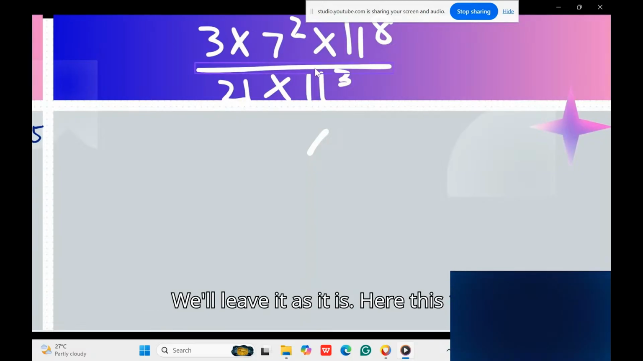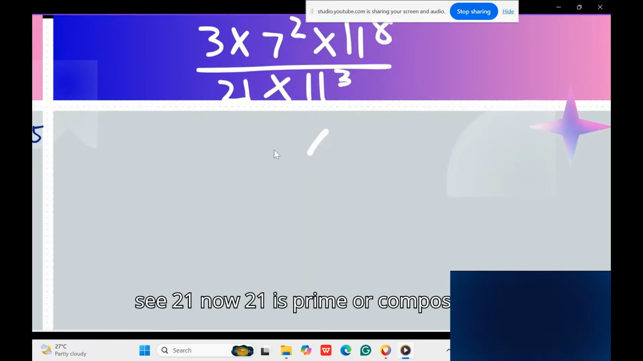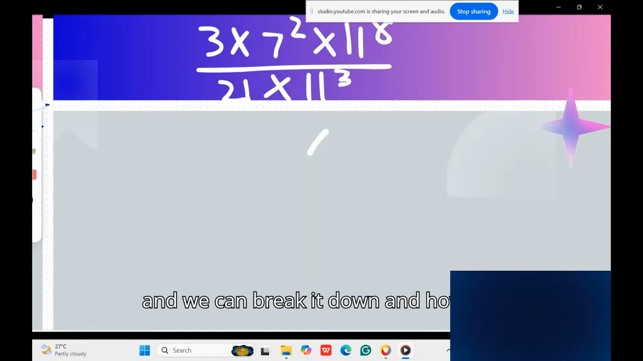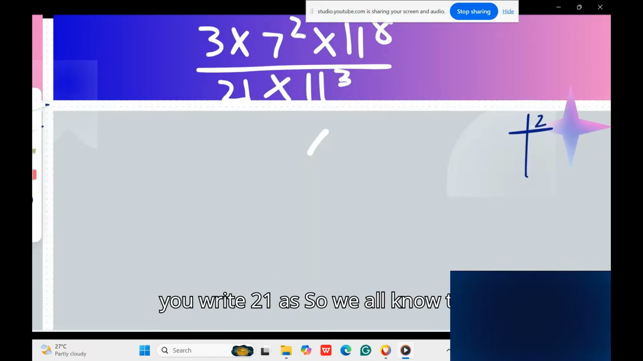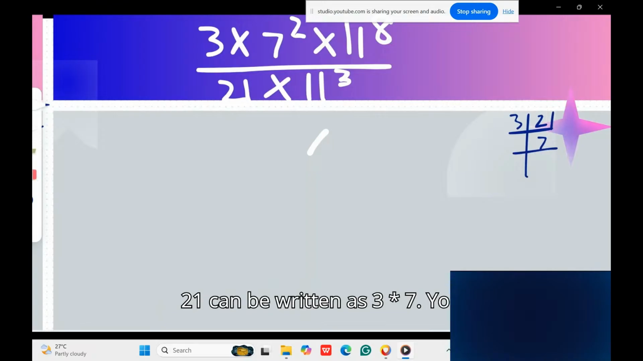Here, this 11 is also, and we can solve them. But I see 21. Now, is 21 prime or composite? We all know that 21 is a composite number and we can break it down. How will you write 21? We all know that 21 can be written as 3 times 7.